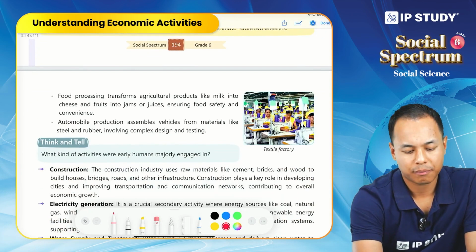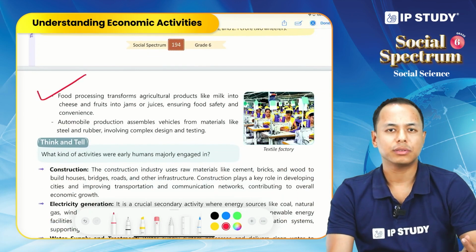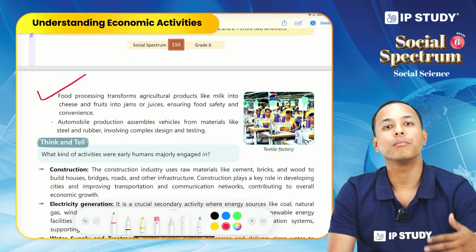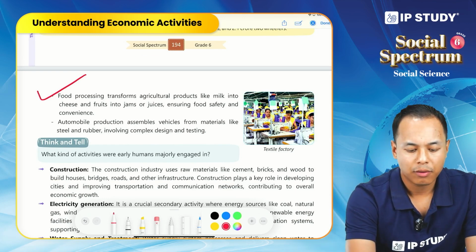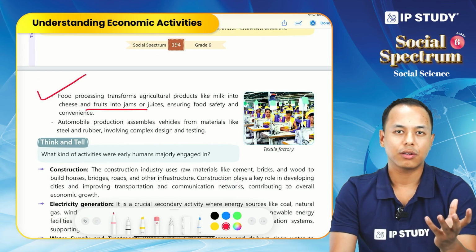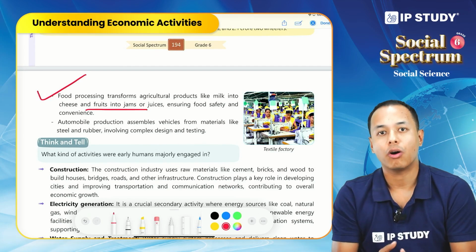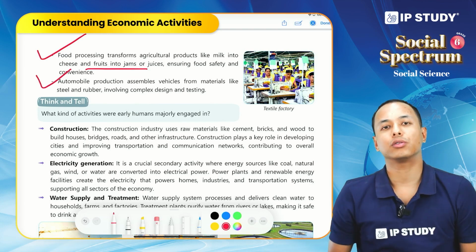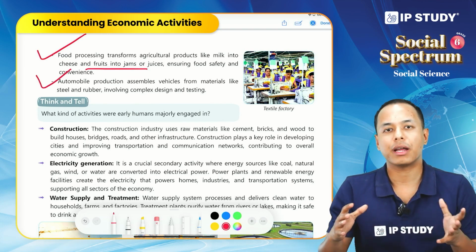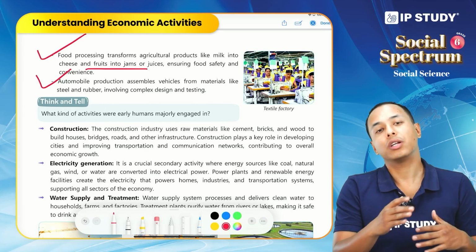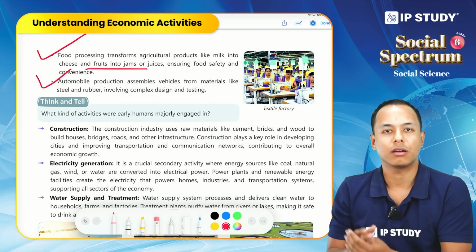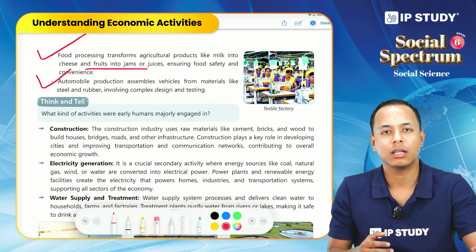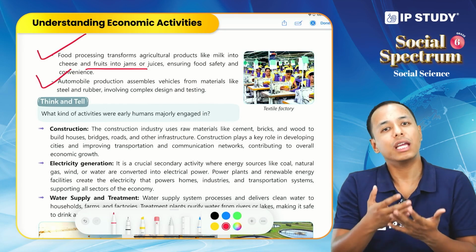Food processing transforms raw material into finished products, like milk into cheese or other dairy products, or fruits into jams. We have a fruit, we process it, we get jam or juice. Now lastly, the automobile industry. This industry assembles different materials to make vehicles, right? In order to make a tire, we have to get rubber, or in order to make the body, we have to get aluminum or iron or steel. When we combine and assemble all this, we get a vehicle, right?